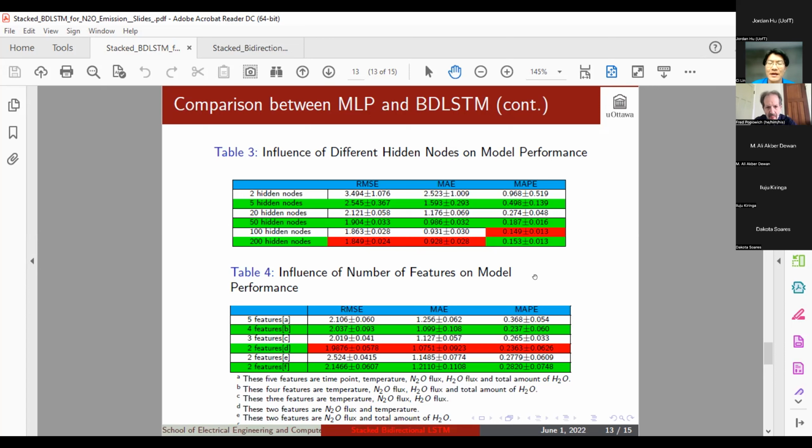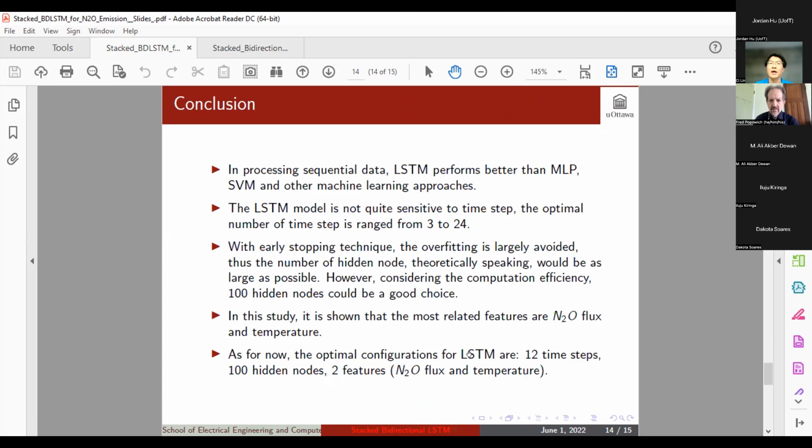Okay, thank you. I also studied the influence of the number of features on the model performance. We found that the 2 features, which are the nitrous oxide flux and the temperature, can get the best results. This means in our case the water flux is sufficient, so it doesn't impact the emission of nitrous oxide so much. And then this is my conclusion.